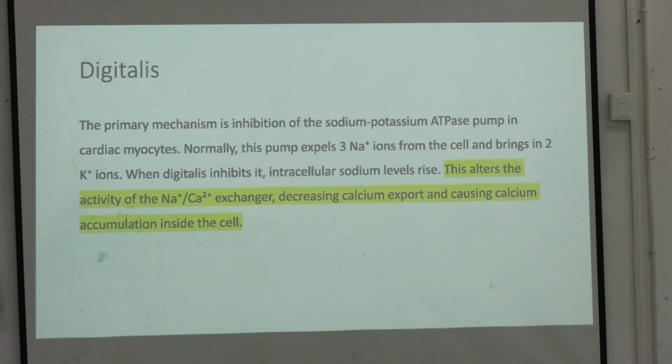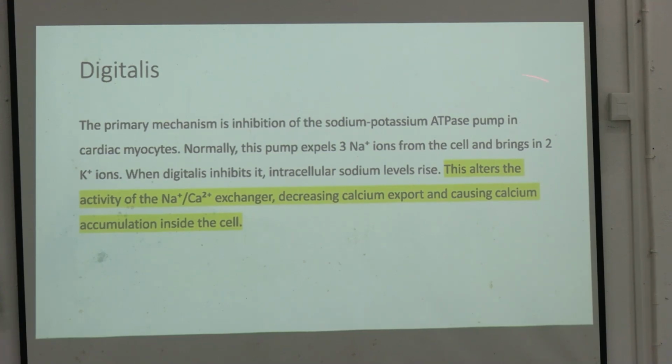You know sodium potassium ATPase? 3 sodium out and 2 potassium in. It is an active transport. Transport across the cell membrane is a separate class, and that will be dealt with in general physiology, right? So sodium potassium ATPase is an active transport present on the myocardial cell membrane. It causes 3 sodium out and 2 potassium in, right? So the primary action of Digitalis is to block this sodium potassium ATPase.